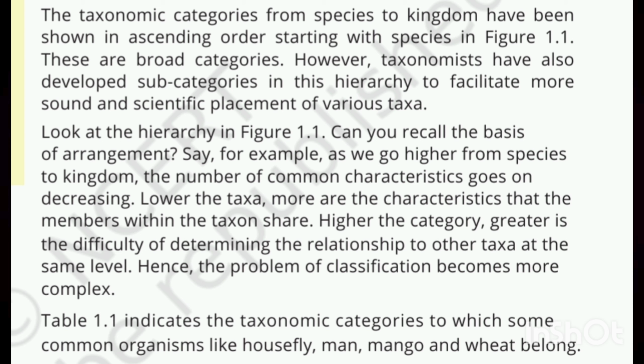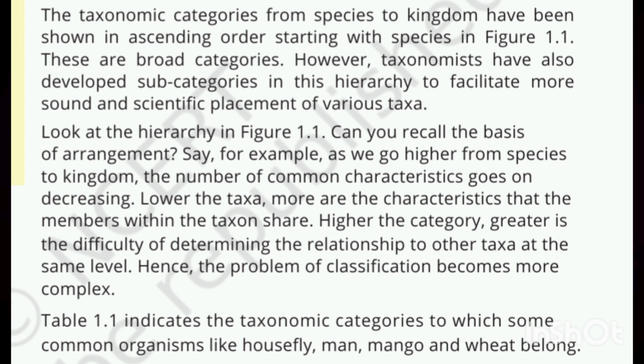Can you recall the basis of arrangement? Say, for example, as we go higher from species to kingdom, the number of common characteristics goes on decreasing. Lower the taxa, more are the characteristics that the members within the taxon share. Higher the category, greater is the difficulty of determining the relationship to other taxa at the same level. Hence, the problem of classification becomes more complex.